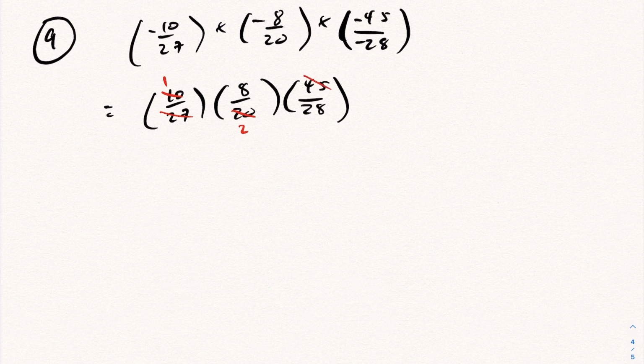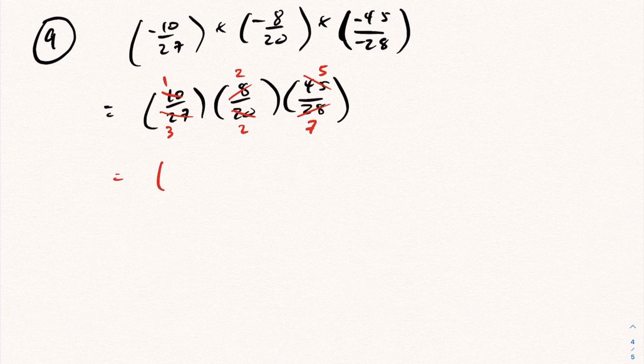9 times 5 is 45, so this will reduce to become 5. And 9 times 3 is 27. That'll reduce to become 3. And I could also divide top and bottom here by 4. So 8 divided by 4 is 2. And 28 divided by 4 is going to be 7.